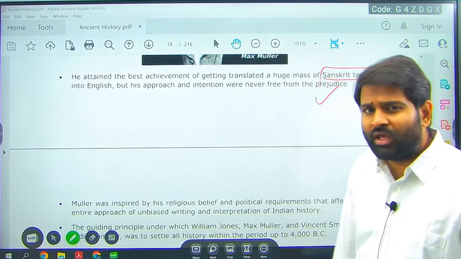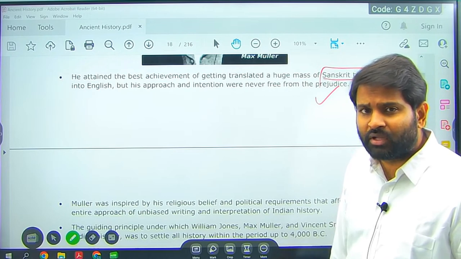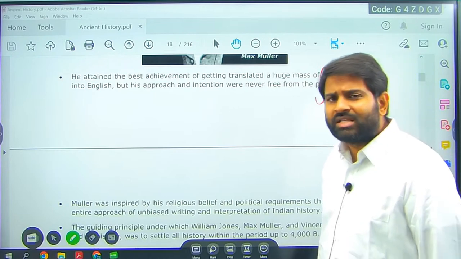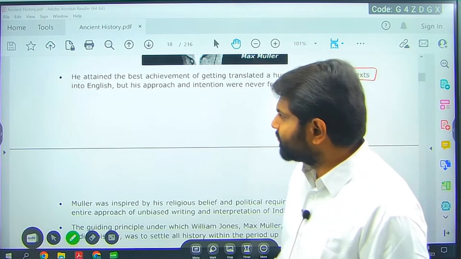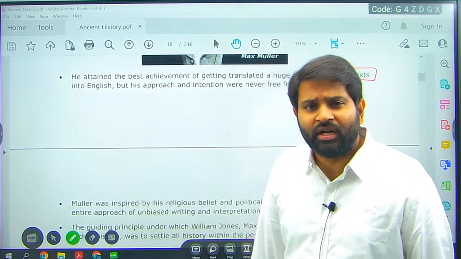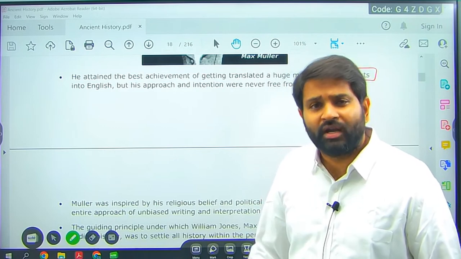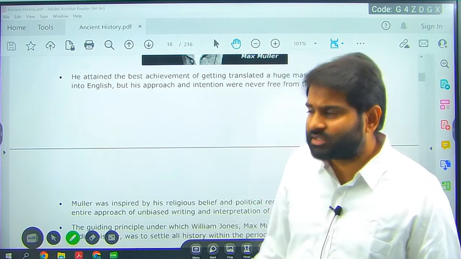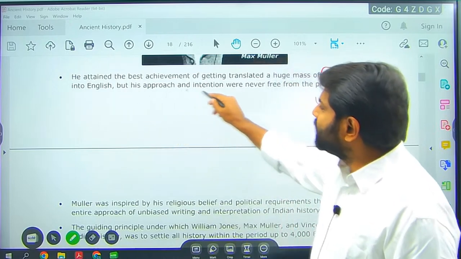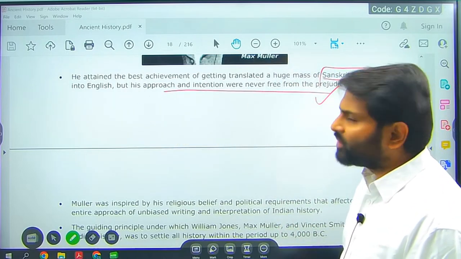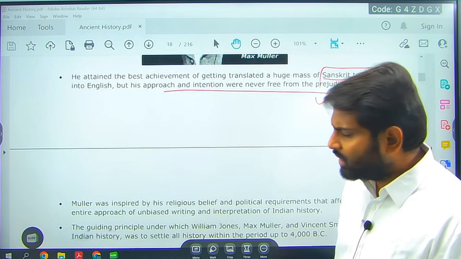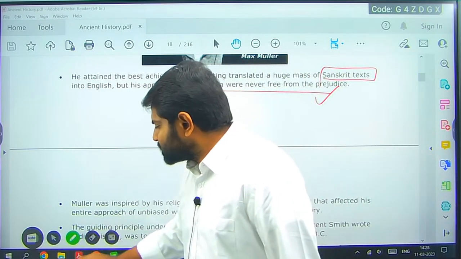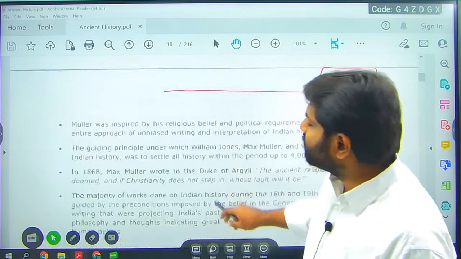You remember Al-Biruni? You have to remember Max Muller. Max Muller and Al-Biruni are the people who learned Sanskrit and learned about our books, then translated them. Most of the students find it difficult to read Sanskrit now, and find it difficult to write Sanskrit exams, but still, into English, his approach and intention were never free from prejudice. When you compare Max Muller with Al-Biruni, he is prejudiced. Intentions are different. The objective or goal is different.